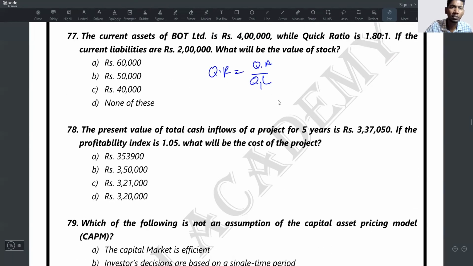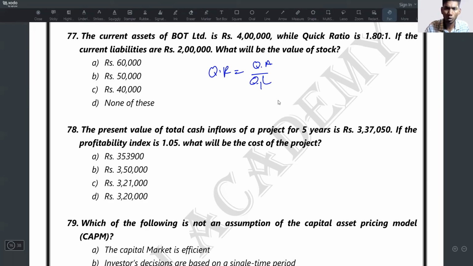So moving to the question number 77, the current assets of BOT Limited is rupees 4 lakh. Okay, current assets which is given. While quick ratio is 1.80:1. If the current liabilities are 2 lakh, current assets as well as current liabilities both are given. What will be the value of stock is asking? So with the quick ratio, you have to calculate the value of stock. It's quite easy. You need not make it complicated.